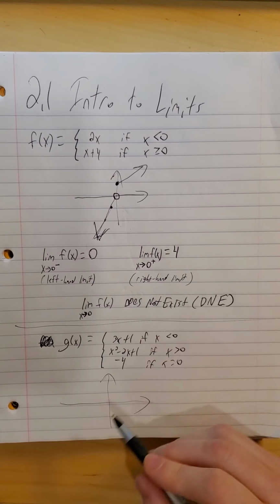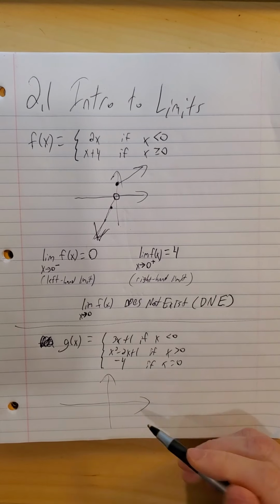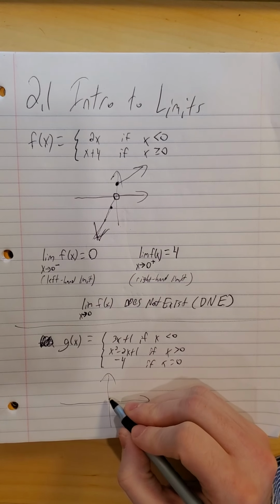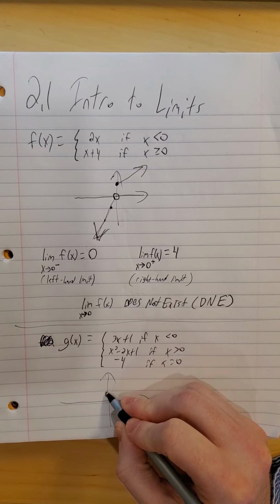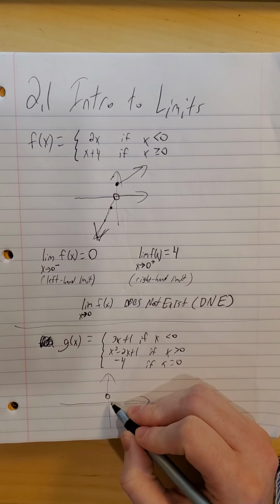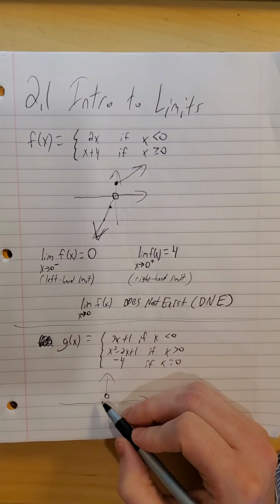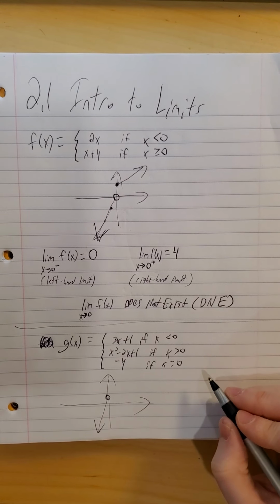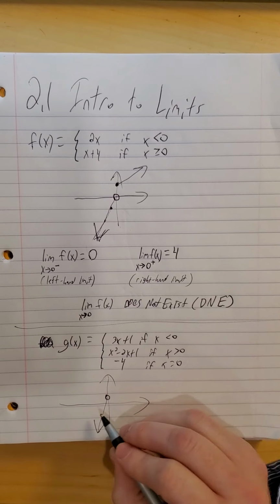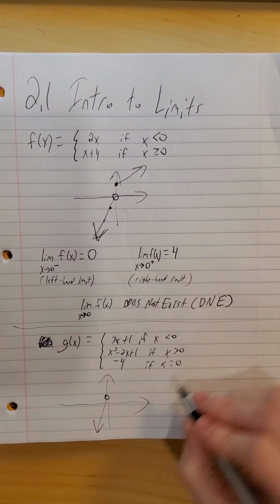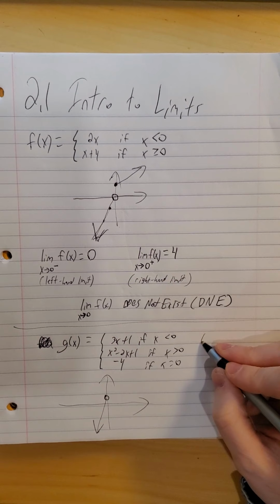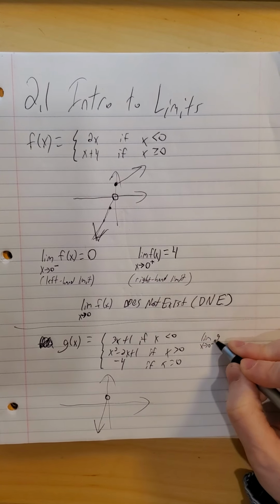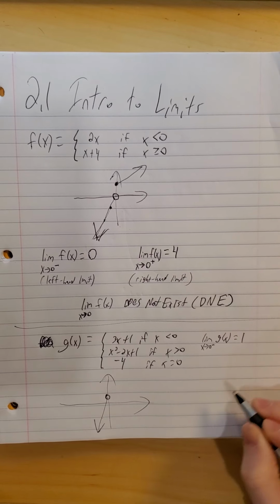So x less than 0, that's over here on the left side. 3 times 0 is 0, 0 plus 1 is 1, so we get close to the point (0, 1), and we have a slope of positive 3. And in fact, we can start our work with limits with that fact. So the limit as x approaches 0 from the left of function g of x is equal to 1.